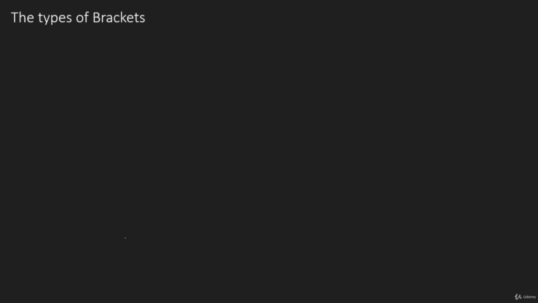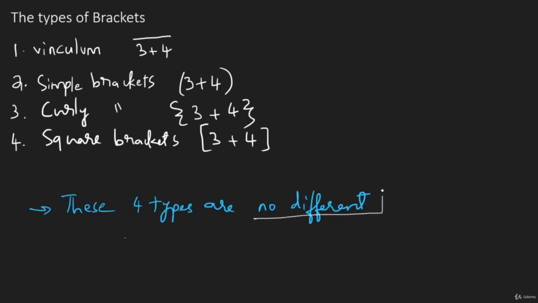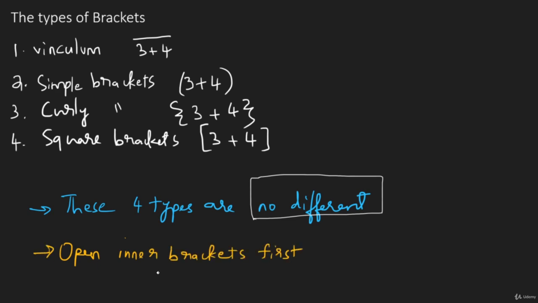Let's discuss the different types of brackets in expressions. So these are the four types of brackets that can occur in an expression. These four types are no different. There's not one that's more important than the other. The only thing that you need to keep in mind is open inner brackets first. Whenever you have multiple brackets in an expression, you have to open the inner brackets first.